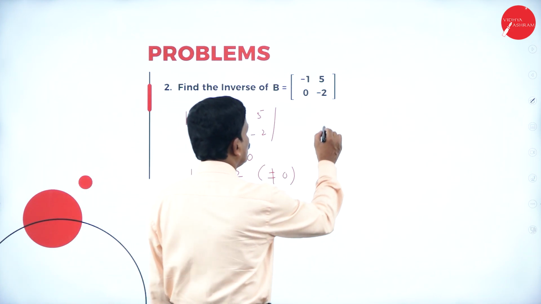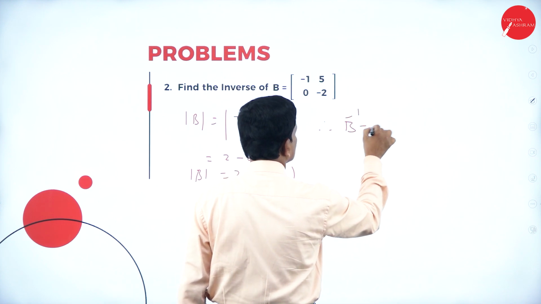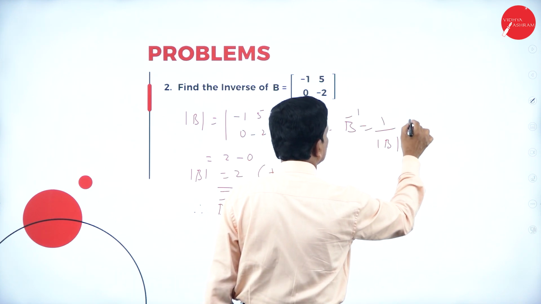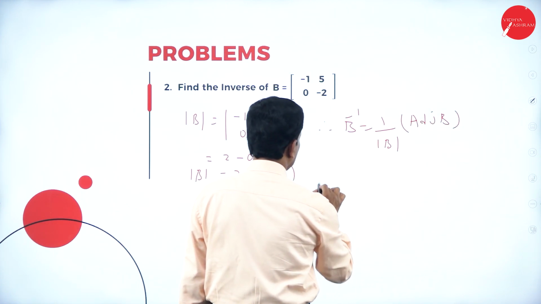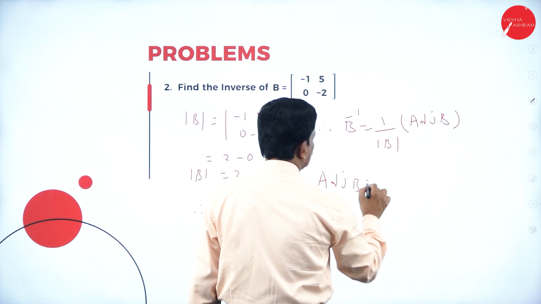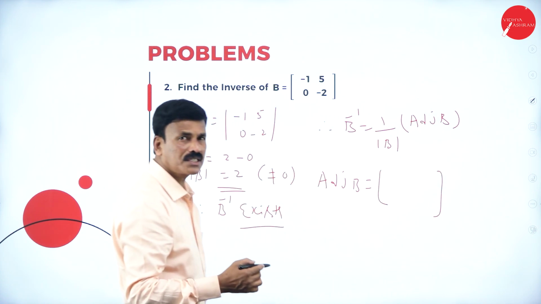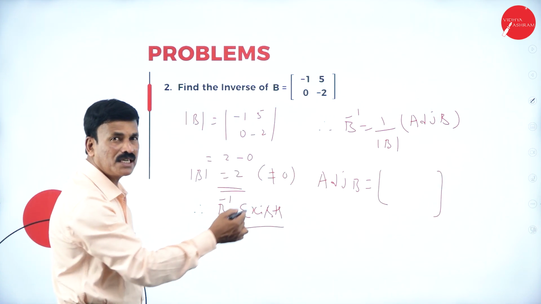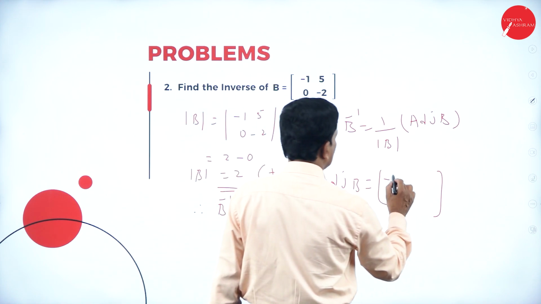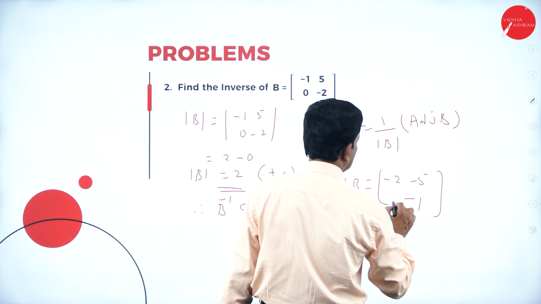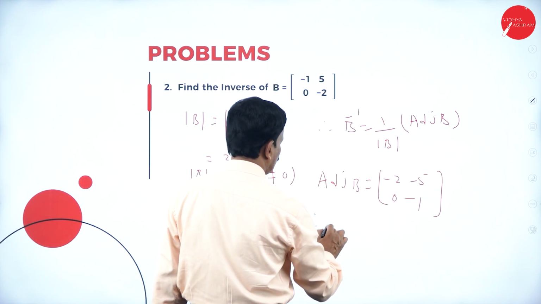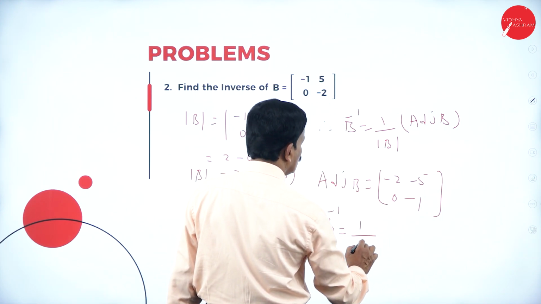And what is the formula for B inverse? Inverse of B is equal to 1 over determinant of B into adjoint of B. Now find out the adjoint of B. Adjoint of B is equal to, straight away you can write, interchanging the diagonals, -1 and -2 can be written as -2 -1, and changing the signs for this, -5 and -0 is nothing but +0. So therefore B inverse is equal to 1 over 2.